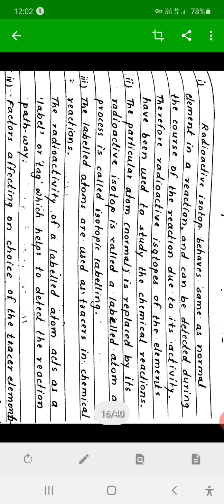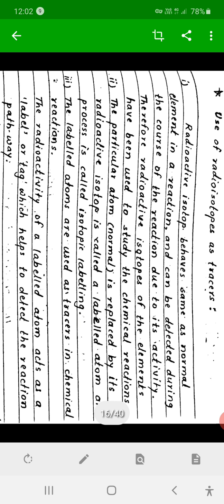All of you understand about radioisotopes. What is a radioisotope? It is an isotope of some element that shows properties of radioactivity. Those isotopes are known as radioisotopes and they are used as tracers. A radioisotope behaves the same as the normal element in a reaction. That is, if we consider carbon 12, which is the major isotope, the major carbon in the universe?